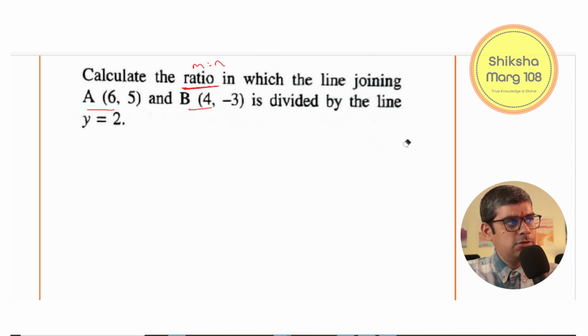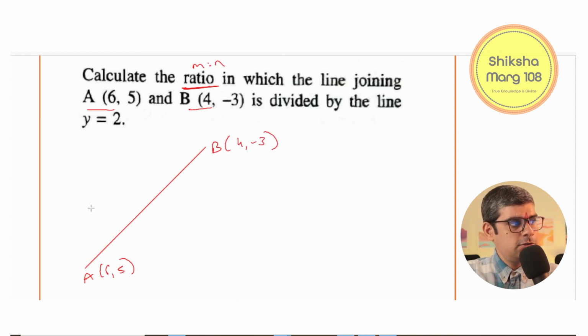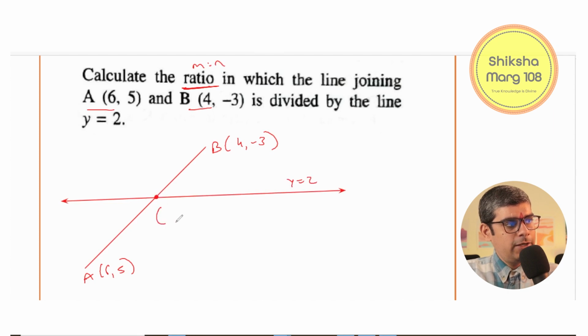And obviously the line y equals 2 is going to say the value of the y coordinate is always going to be 2, but the x coordinate is going to be always positive infinity, negative infinity, depending upon whichever we are looking at. So looking at the segment AB, point A is 6, 5, B is 4, minus 3, and we got a line which is y equals 2, so it's going to be parallel to the x-axis. So I'm going to be having the line look something like this. So this is y equals 2. Now obviously, as we now know, the y coordinate is fixed, which is 2, the x coordinate is x, and this point is obviously P, the point of intersection.